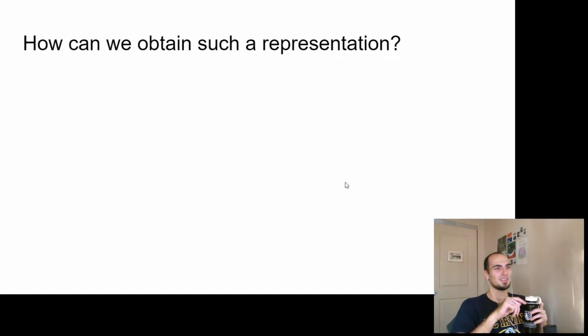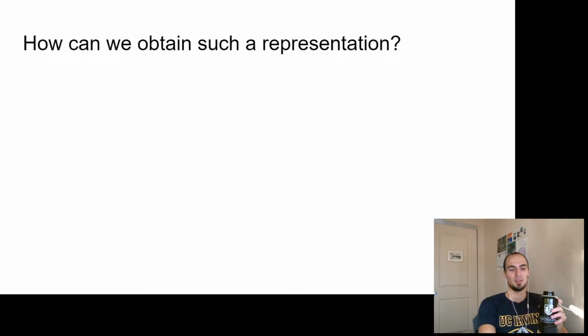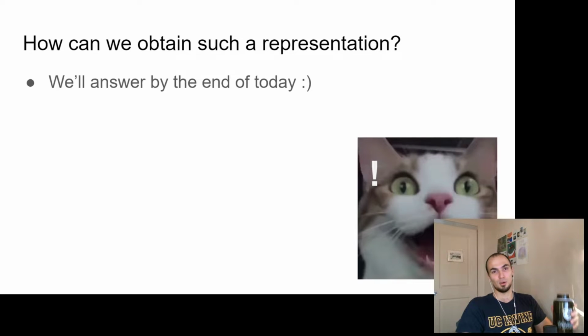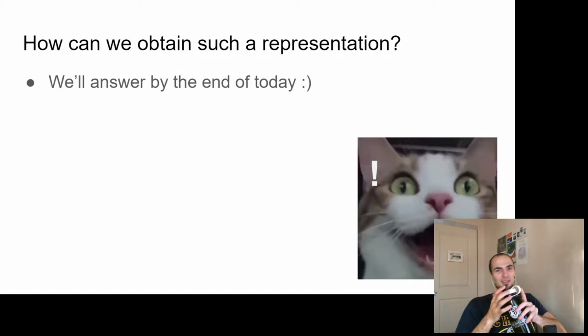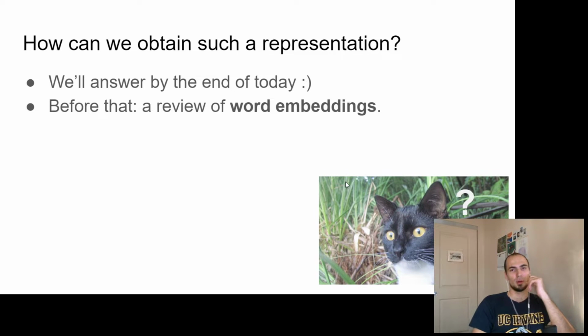So how can we obtain such a representation? That is really the key thing of today's talk and today's workshop. And if you stick with me, you'll get an answer by the end of today. Before that, though, I would like to review a simpler concept, that of word embeddings.